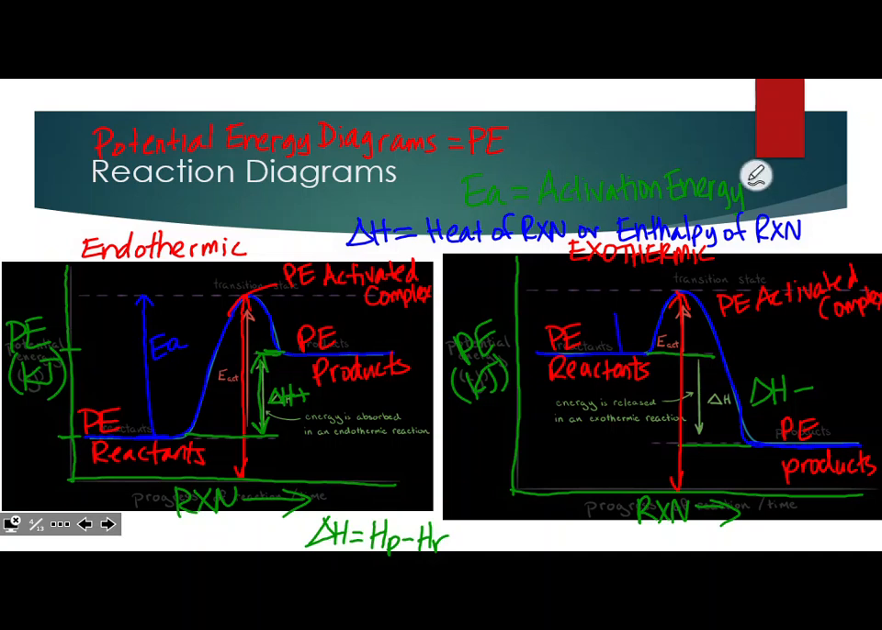The only other slight difference is the measure of the activation energy. If you look at the exothermic graph, the activation energy is a lot smaller because the reactant line is a lot higher than it is on the endothermic graph. So it doesn't take as much energy to get an exothermic reaction started.